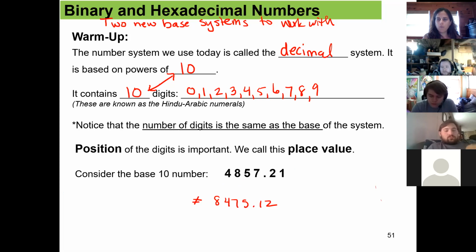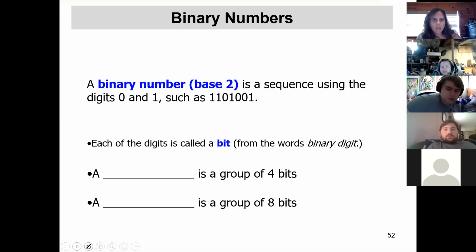So a 1001 is different than a 1100. It looks like there are only 2 ones in there, but where they're placed is important. Okay, so binary numbers have a base of 2. It's very helpful with computer programming, which you probably hear the most. It's a sequence using just the digits 0 and 1. And this is a binary number that I have written right here for you.